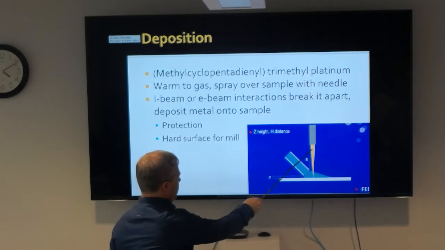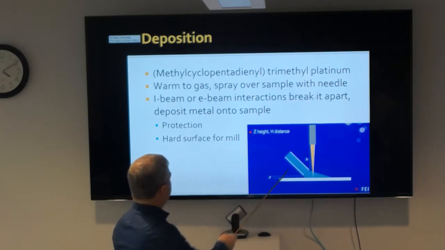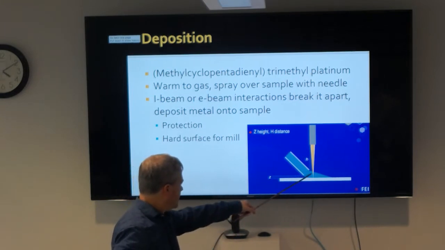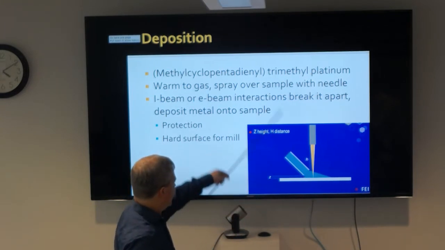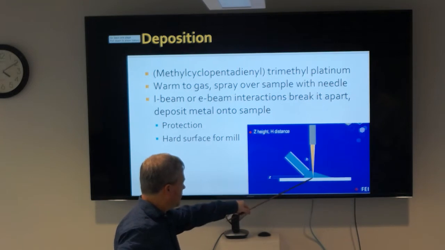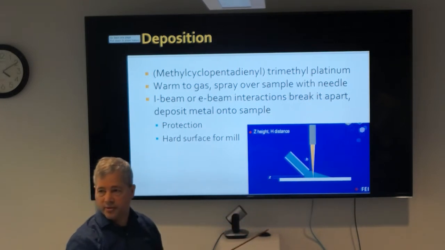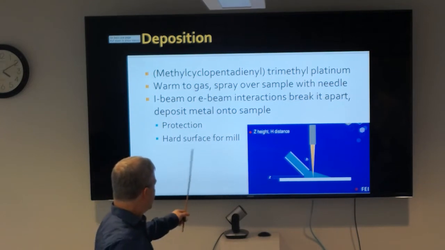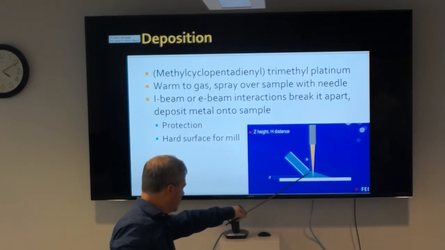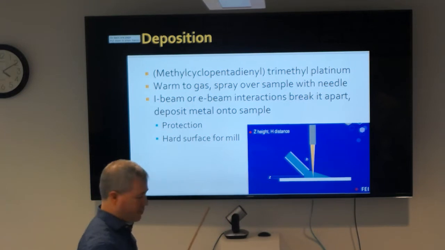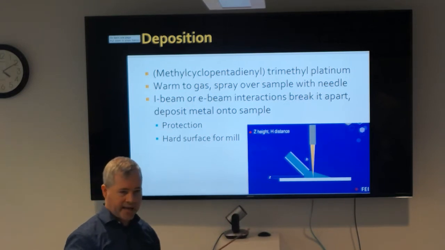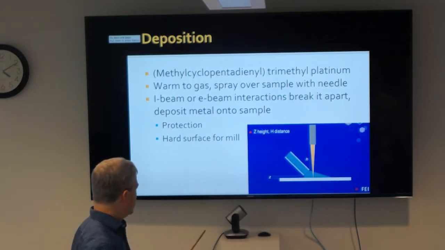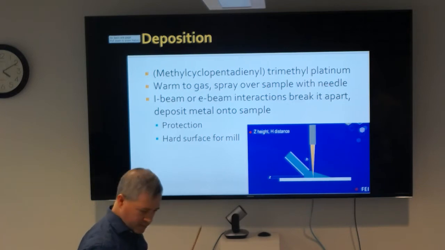You hit it with the ion beam. The ion beam hits this and breaks apart this organic compound and releases free platinum metal, which deposits right on your sample. So you can protect the sample with platinum, or provide a hard surface for milling using this platinum gas. And there are other gas chemistries you can use as well.